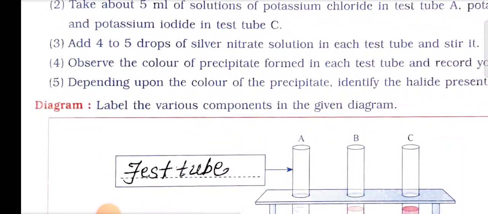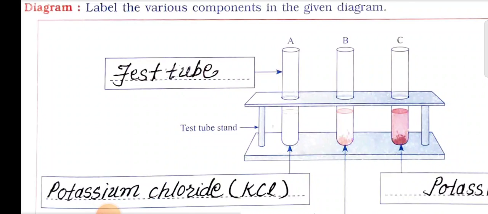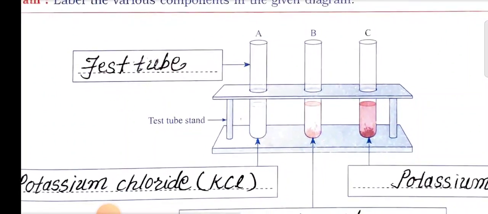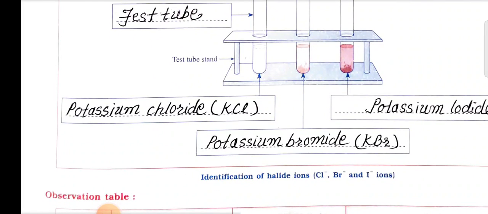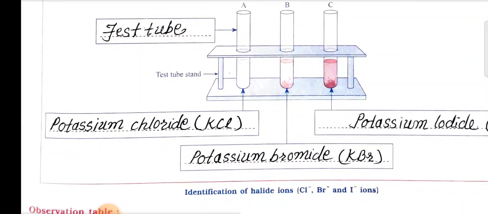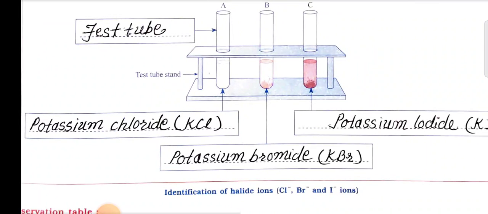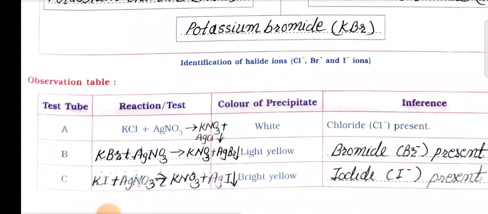See carefully, this is the labeled diagram of various components in the given diagram. A, B, C test tubes. Test tube A contains KCl, potassium chloride; B, potassium bromide; and C, potassium iodide. Now, observation table: reaction, color of precipitate, and inference.